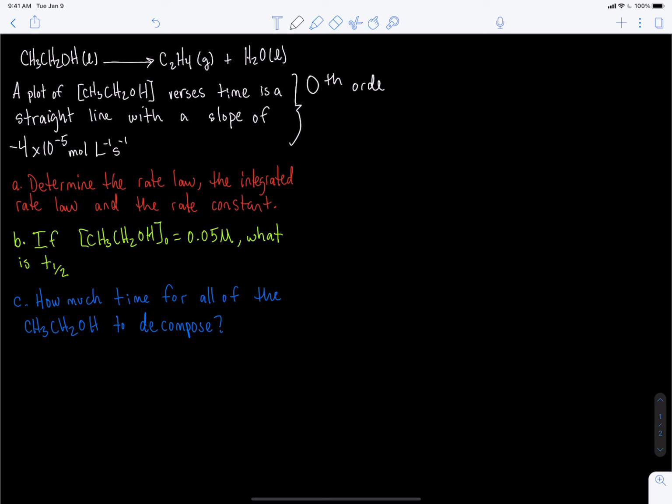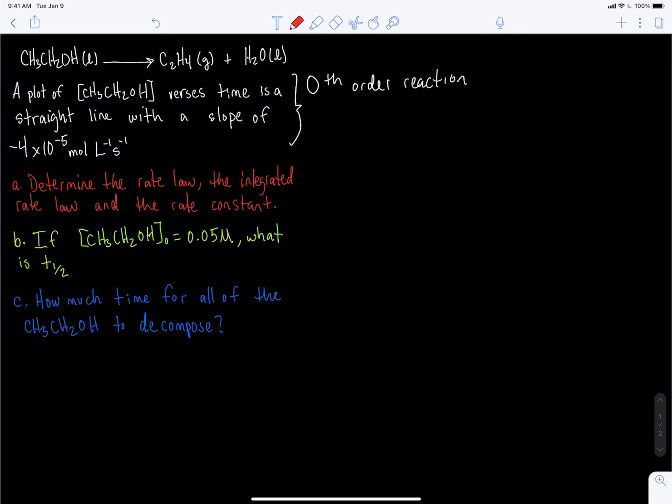Zeroth order reaction. And since we're dealing with kinetics here, that tells us a lot about what we're going to need for this problem. So if we look at the first question here, it says determine the rate law and the integrated rate law and the rate constant. So the rate law, specifically what they're talking about is the differential rate law, which we just usually call the rate law.